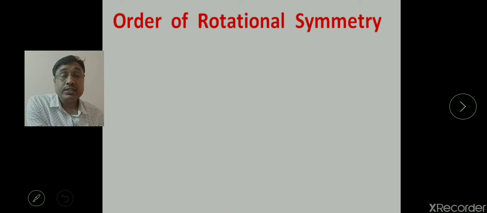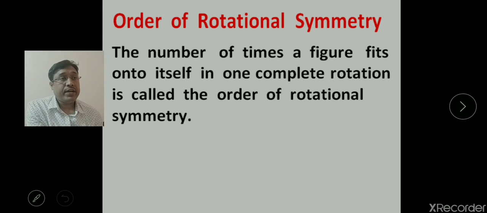Now, what is the order of rotational symmetry for any figure? It is defined as the number of times a figure fits onto itself. How many times you count this in one complete rotation is called the order of rotational symmetry.